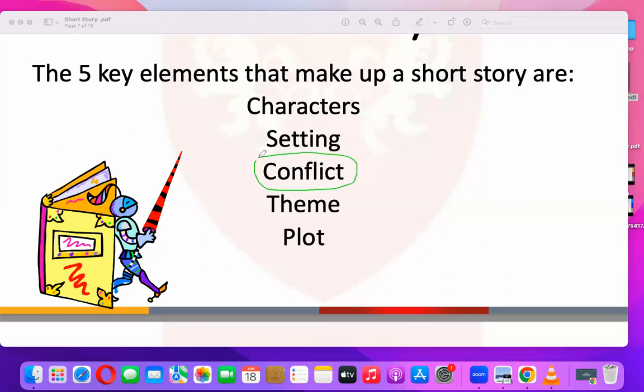And then we have conflict. What do you mean by conflict? What are the meanings of conflict? Okay, very good. I'll explain one more time. So conflict in general means the problem. Like in each story, there is a problem of the story.